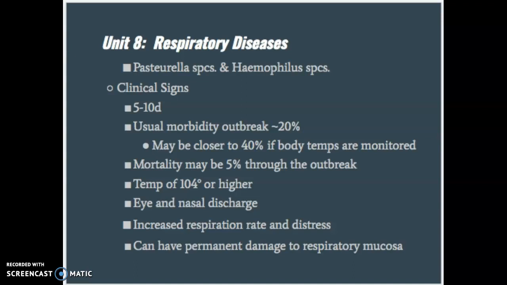They may not totally break out with the coughing, the wheezing, the snotty nose, or whatever. But subclinically, they have some of the symptoms and some of the stressors there. Mortality may be 5% through the outbreak. So body temperature is 104 or higher. Discharge, like I mentioned, increased respiration rate or distress in breathing.